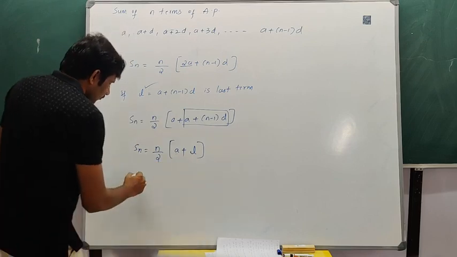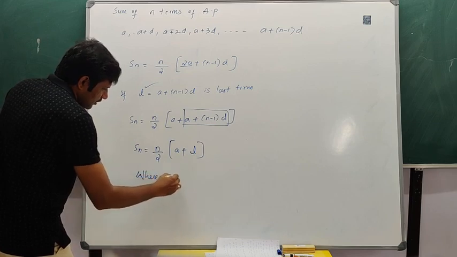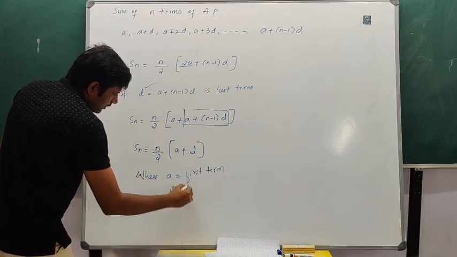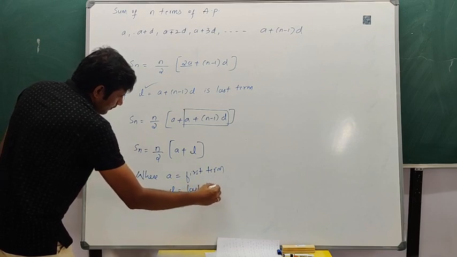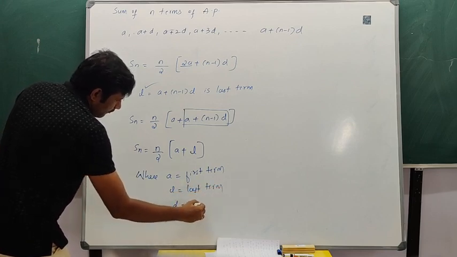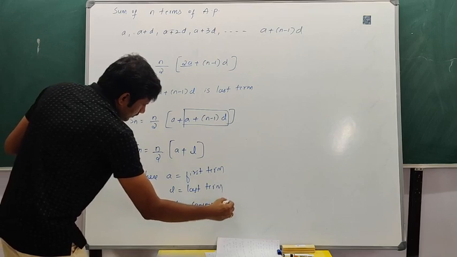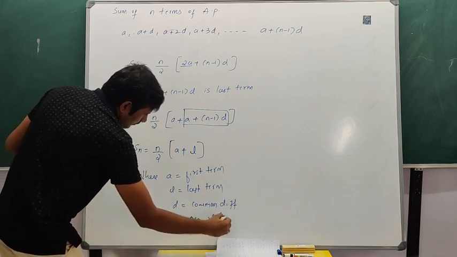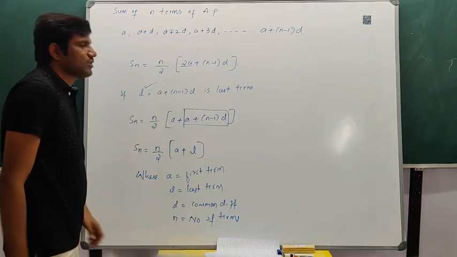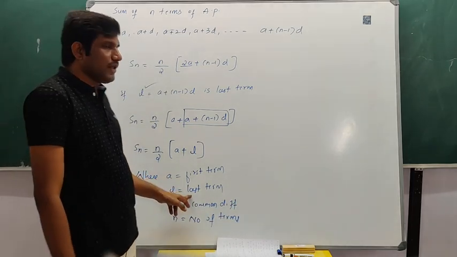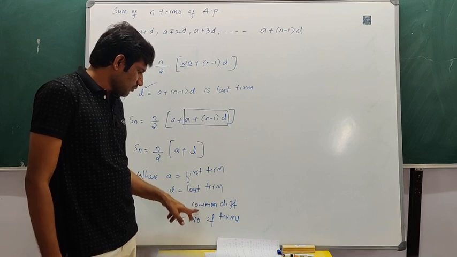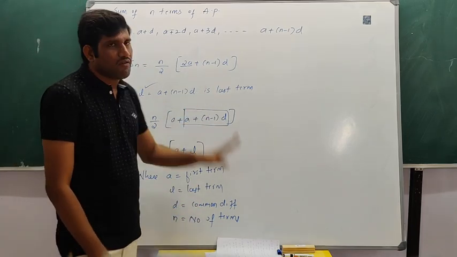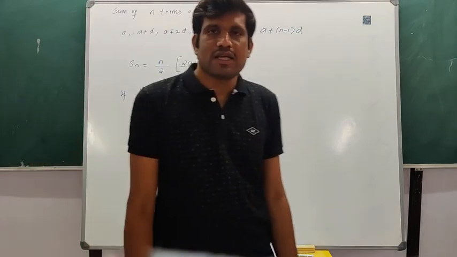So what is a? a is the first term, l is the last term, d is the common difference, and n is the number of terms. In order to find the sum of n terms, we should know a and l, or we should know the first term, common difference, and number of terms. If we know these things, we can find the sum of any terms in a given AP.